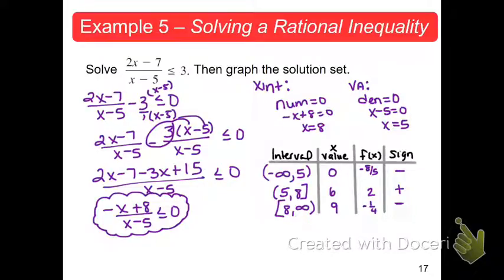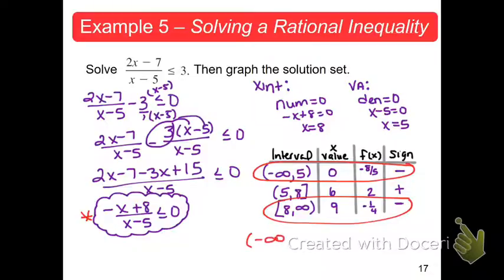Alright, so to find my solution here, I'll look back at the problem where I said we would be using right here. It's less than or equal to. What kind of numbers are less than 0? Well, negative numbers are less than 0. So this one is negative, and this one is negative. So this tells me that my solution is from negative infinity to 5, and then union 8 to positive infinity.